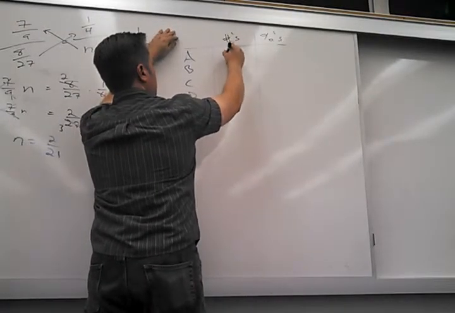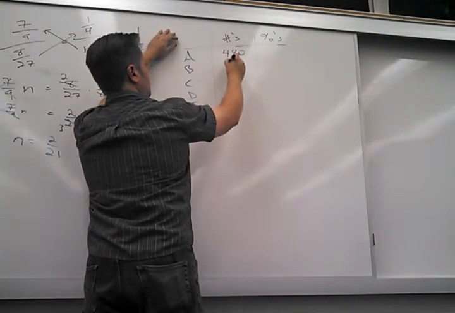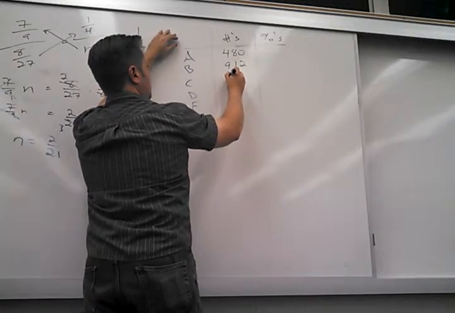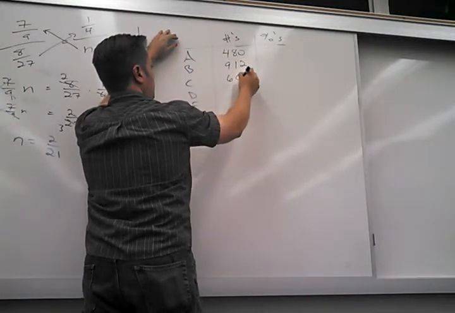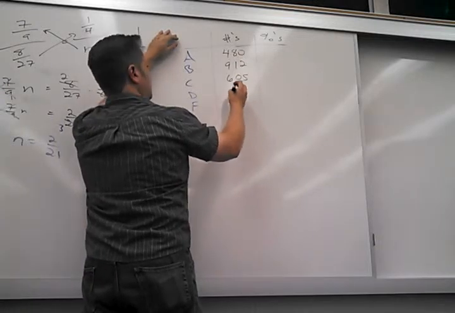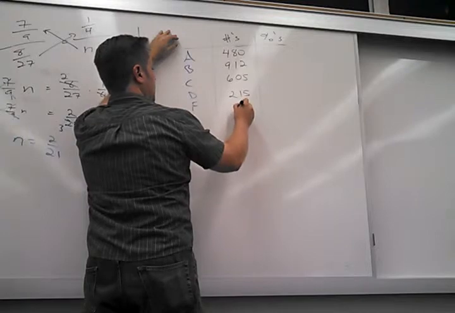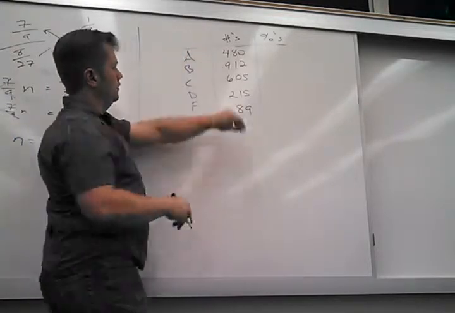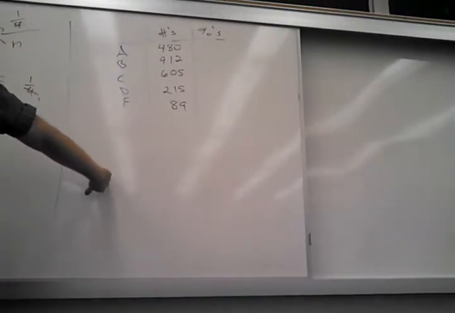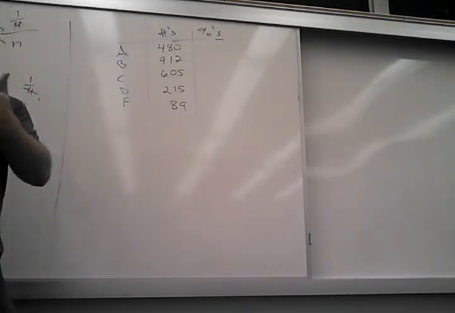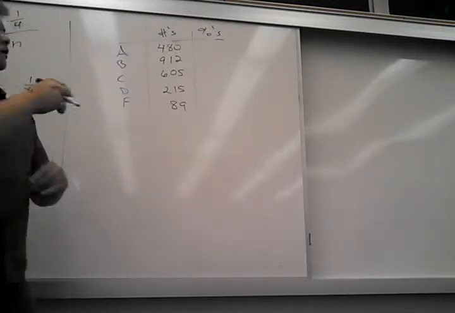So let's see. Say I had 480 A's, 912 B's, 605 C's, 215 D's, and 89 F's. Which way gives you more information? Which way makes it more immediate what's going on?